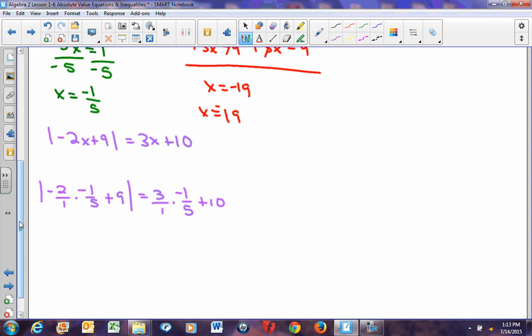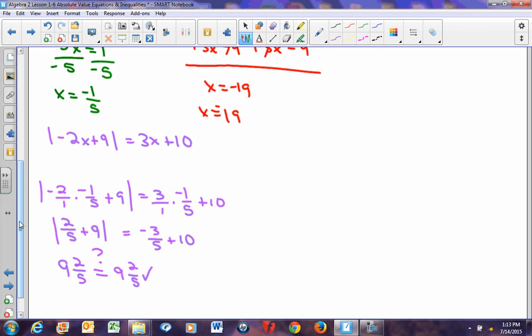Okay, I'm just going to multiply straight across the top, straight across the bottom. So this is going to be positive 2/5 plus 9, which is 9 2/5. Does that equal? Here we're going to have negative 3/5 plus 10. Well, 10 minus 3/5 is 9 2/5. That one checks, no problem. Let's check the negative 19.